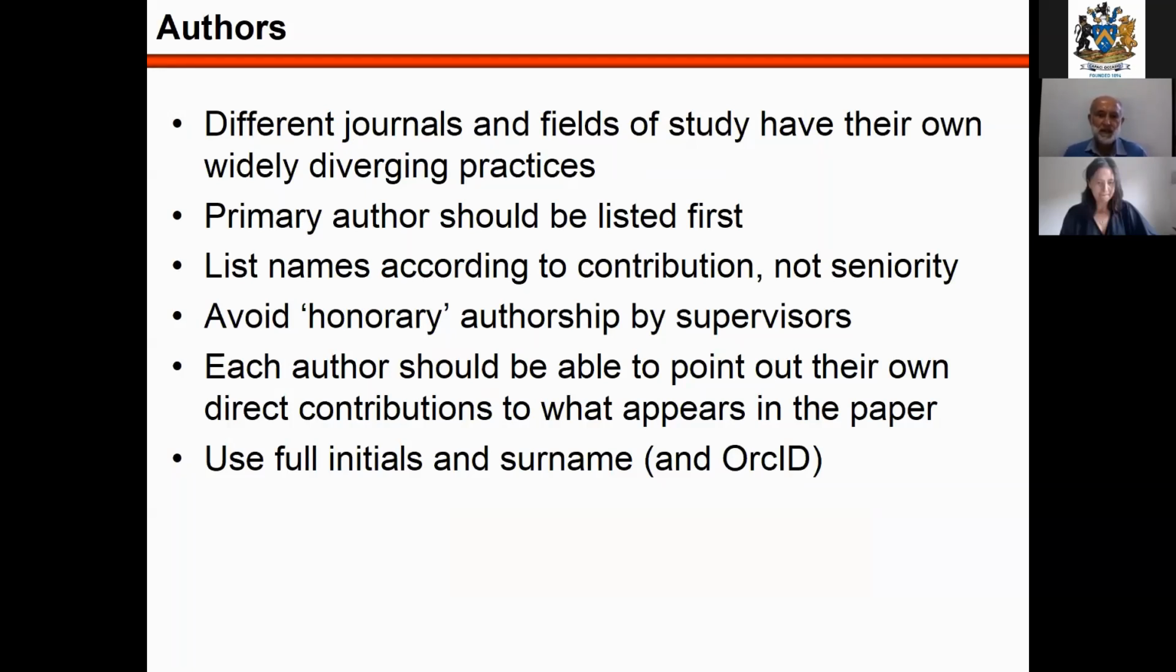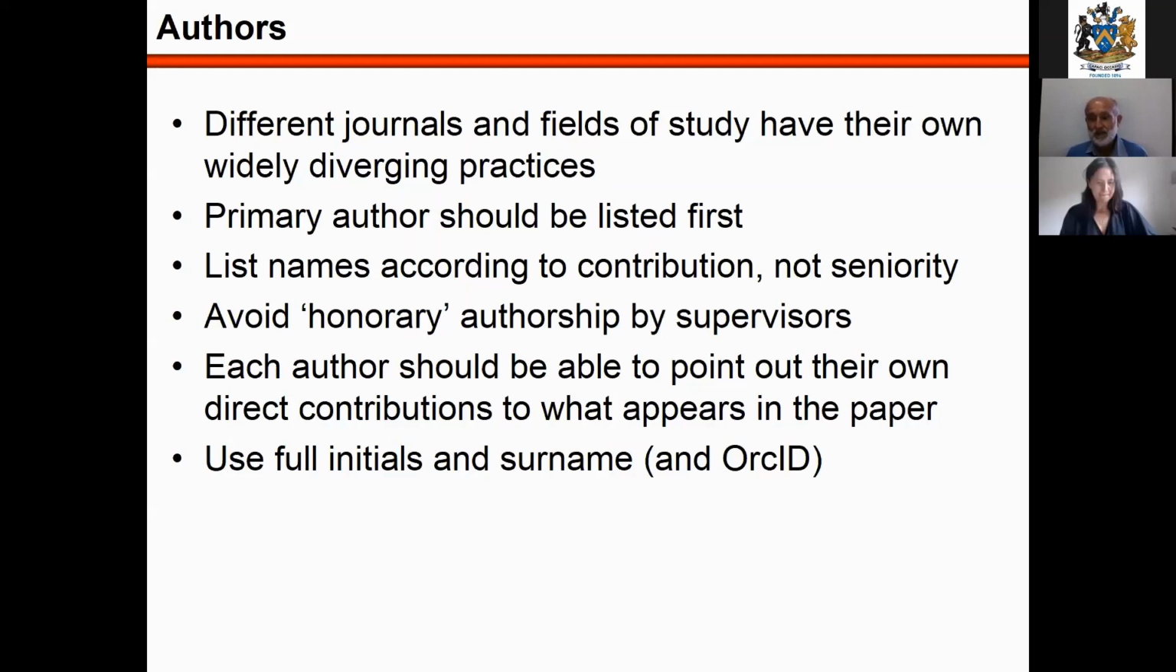The best practice is to have the primary author, the person who's most responsible for what's actually written down, listed first. The names should be listed according to their contribution, not in order of seniority. On that note, I think it's important to avoid the kindly titled honorary authorship by supervisors. There's been quite a trend in modern times to have people who've really made no direct contribution to the paper have their names listed as authors. I really think that's a reprehensible way of dealing with accrediting contributions to a paper. Each author should be able to point out their own direct contributions to what appears in the paper.